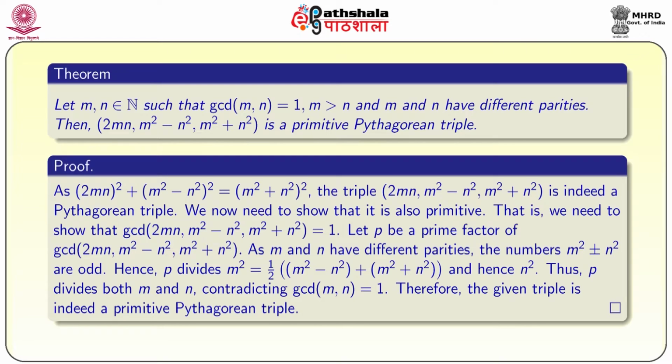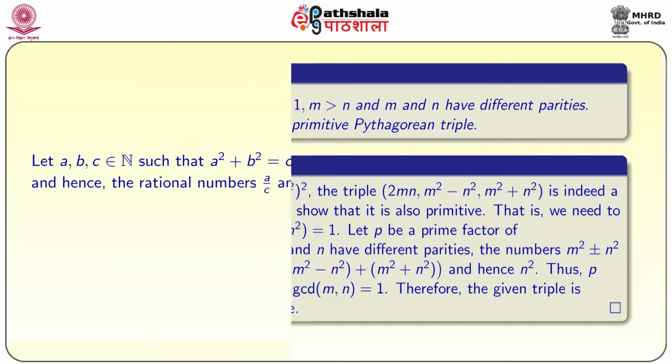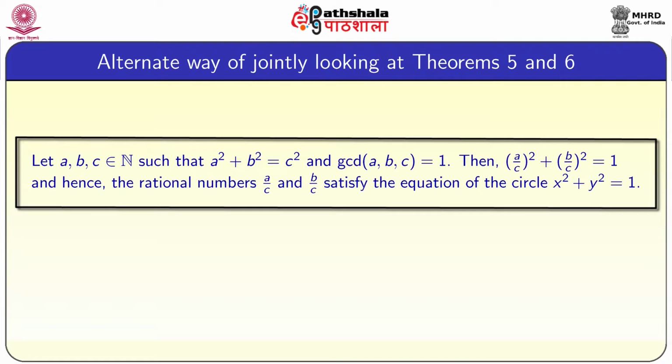So, these two results are very important. They are establishing that every primitive Pythagoras triple can be obtained for given two integers m and n, satisfying the simple condition that GCD of m comma n equal to 1 and m greater than n, and they should have different parity. Then we are going to get a primitive Pythagoras triple. An alternative way, these two theorems can be seen as a single theorem. Our proof goes like this.